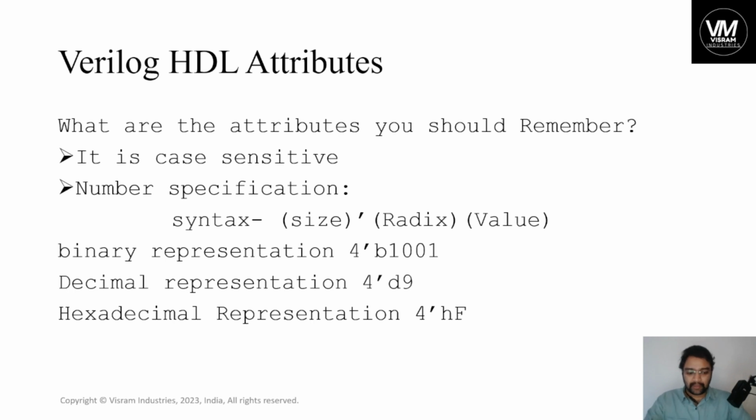First thing, what does Verilog HDL have? That's what this question is. Attributes are nothing but elements present in the HDL, or the properties of HDL, you can call them. So what are the attributes you should remember?